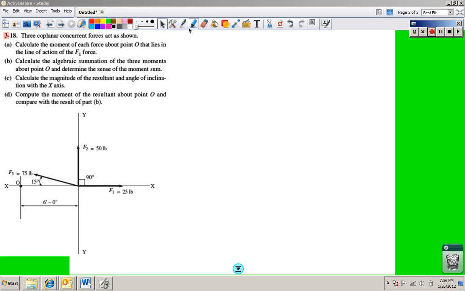If we look at force 1, it is directly in the same line as point O. So if force 1 by itself is acting on point O, ask yourself, does it cause any rotation? No, it causes translation. Force 1 is going to tend to pull O in this direction, along the x direction. So there is no moment due to force 1.